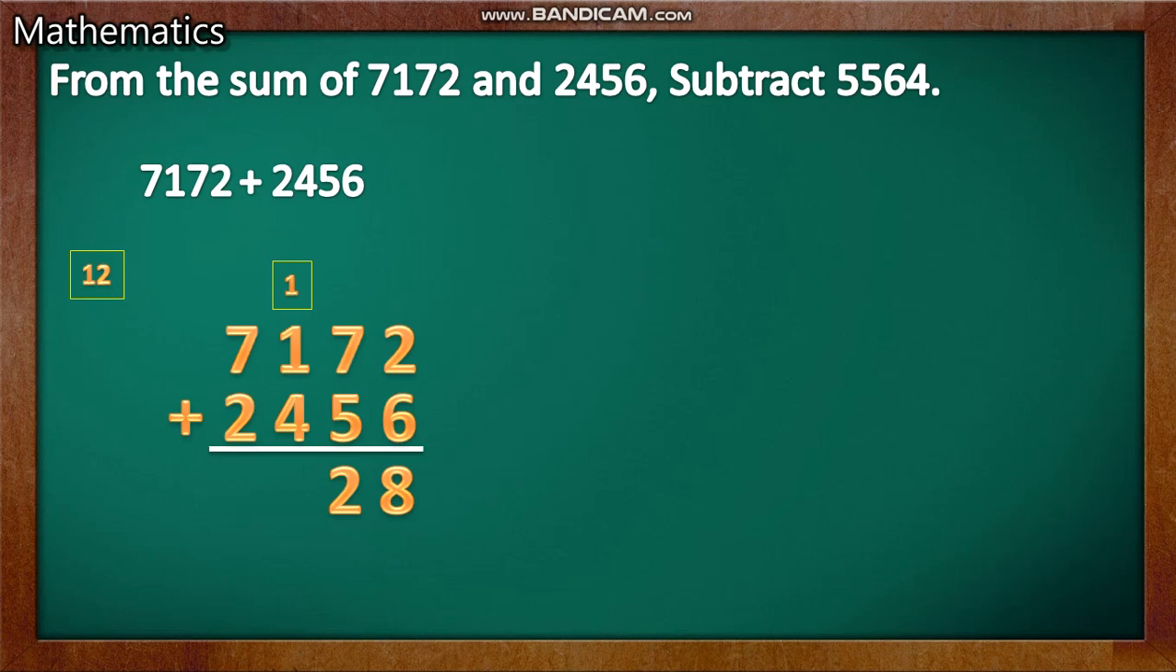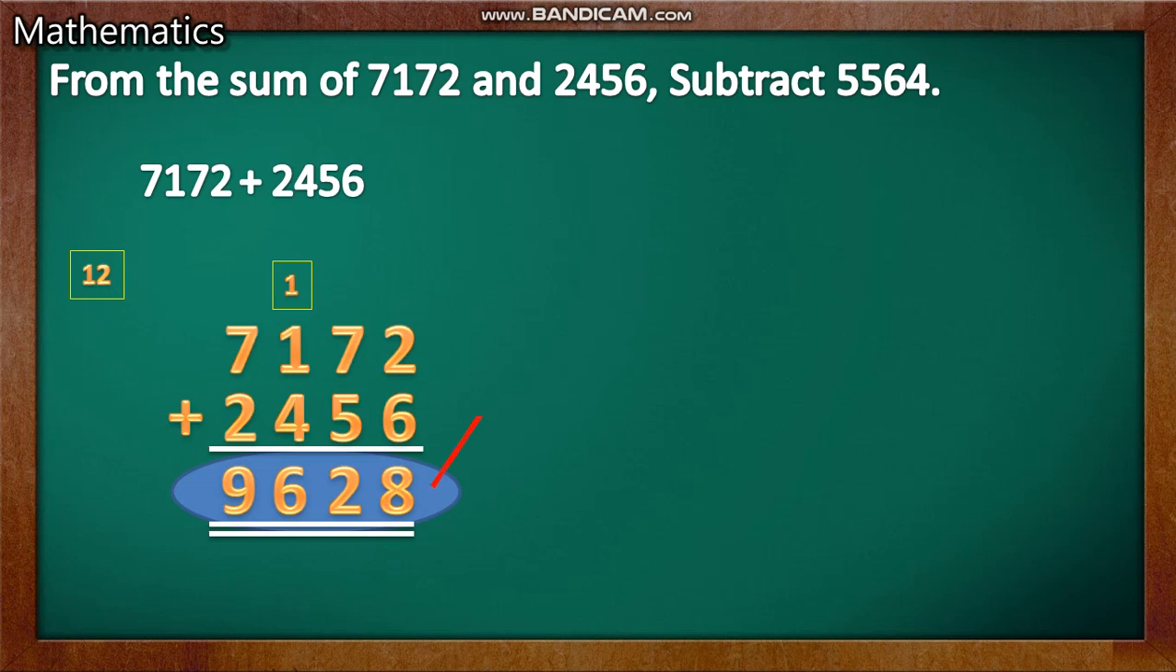Okay, now the hundreds place. 1 plus 1 is 2, then 2 plus 4 is 6. Then at last the thousands place. 7 plus 2: 7 in your mind, 2 in your hand, 8, 9. 9 is the answer. So that is the sum of the two numbers. Now from this sum we have to subtract 5564, that is, from 9628 you have to subtract 5564.